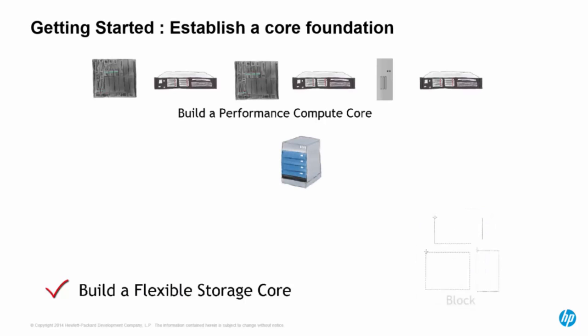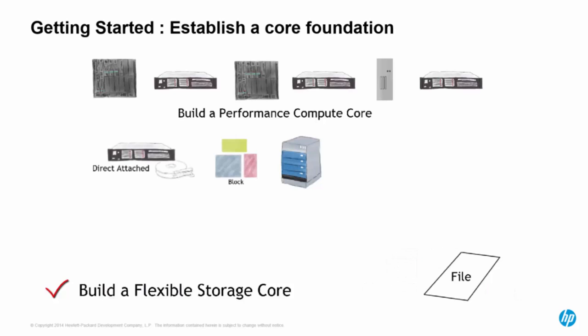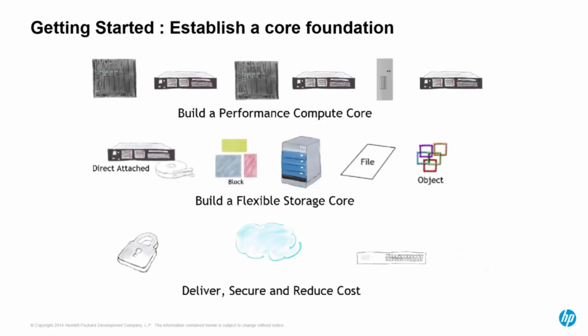The second thing is to build a flexible storage core that allows me to have all types of storage in my environment. Block, for example, drawn out here. Direct attach storage as well. Now, direct attach is very associated with big data. Big data analytics loves close to disk, close to compute storage. Of course, file and object storage, which is perhaps a little newer for many environments, but will considerably drive down your costs and create a different model for you. And then, of course, we need to be able to deliver it. We need to deliver it securely through all types of delivery mechanisms.